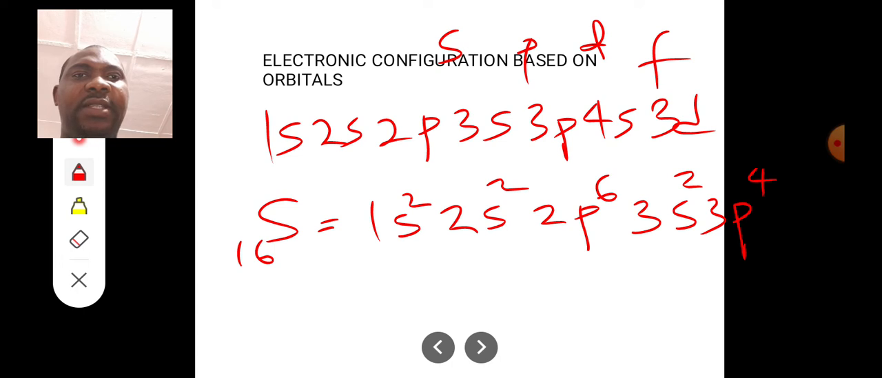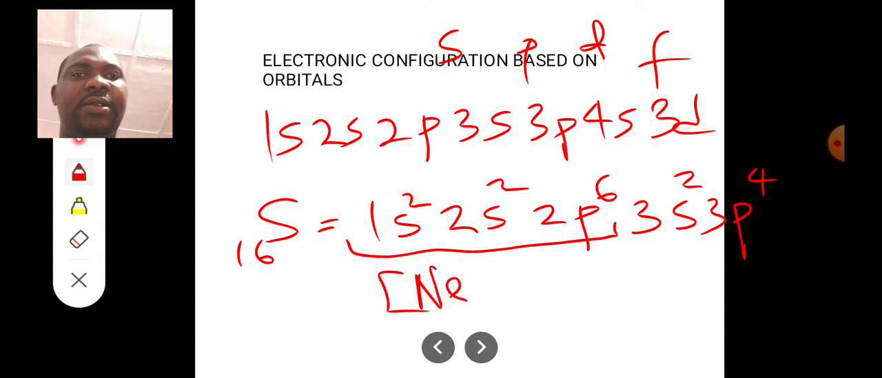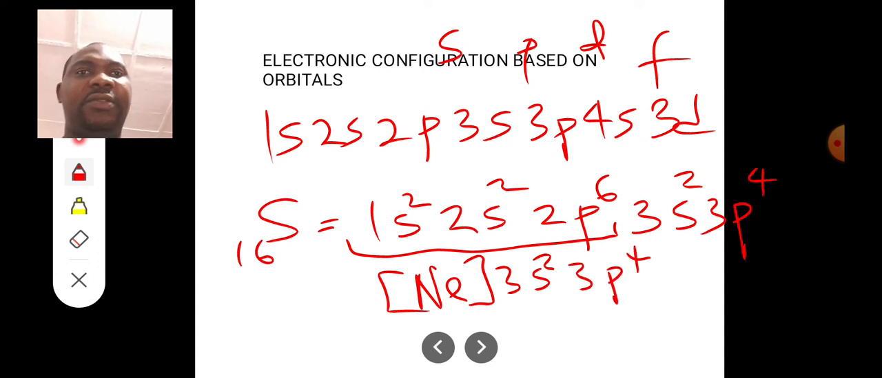So this is the configuration of sulfur. If I want to write it in terms of noble gases, this 10 is neon, so I can just say neon this way. Then we have 3s2 and 3p4 as the configuration of sulfur. The other way you can write that. Okay, I want to believe that you understand this. So let's move to the next.